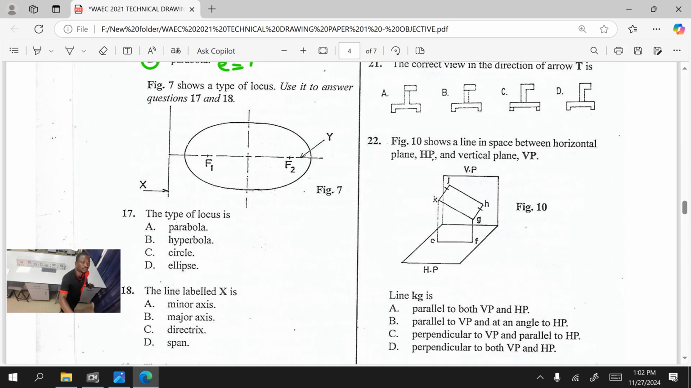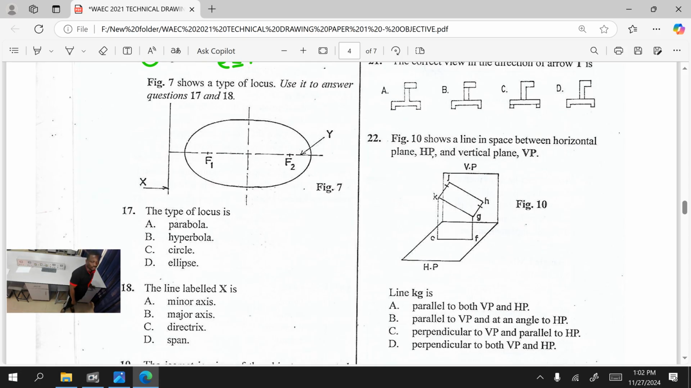Figure 7 shows a type of locus. Good. They keep asking us locus. Use it to answer questions 17 and 18. So let's look at the figure. Without even looking at the question, what shape is this? What curve is this? You should have answered that yourself. So 17 is asking us the same question. What type of locus is this? It's very simple. It is an ellipse. I'm sure you know that already.